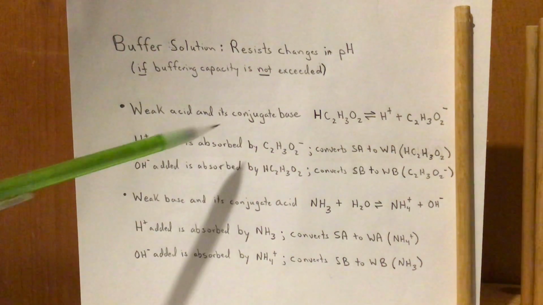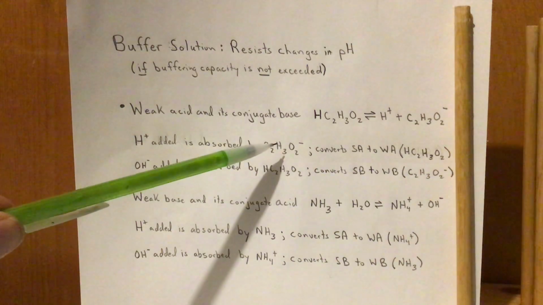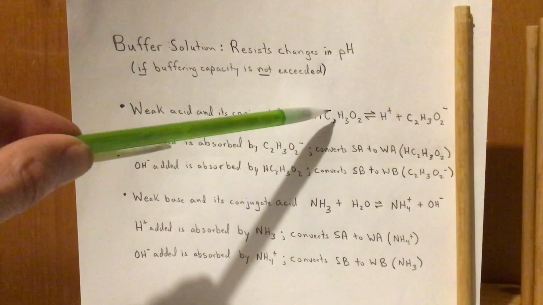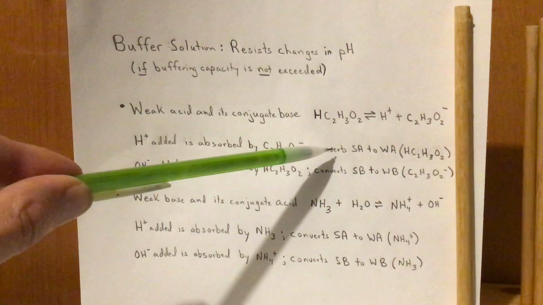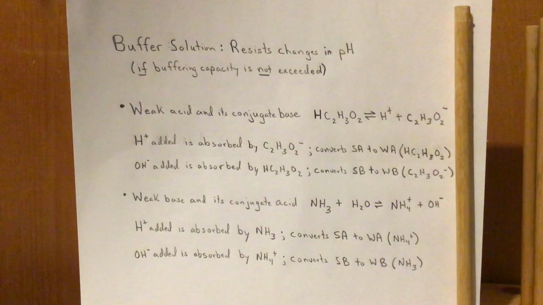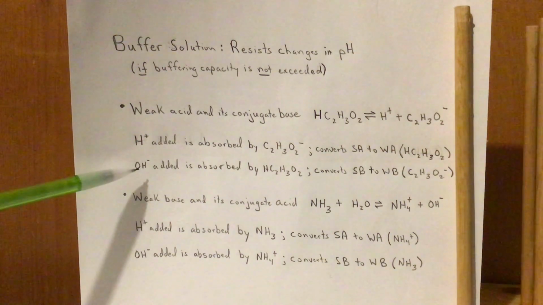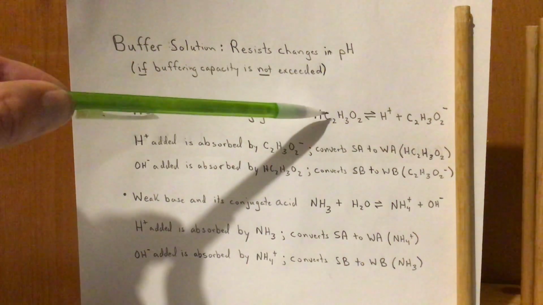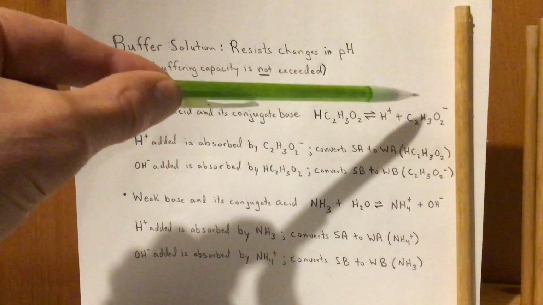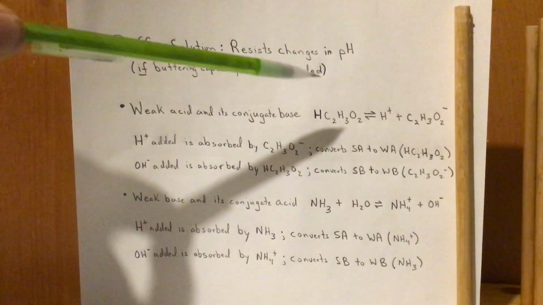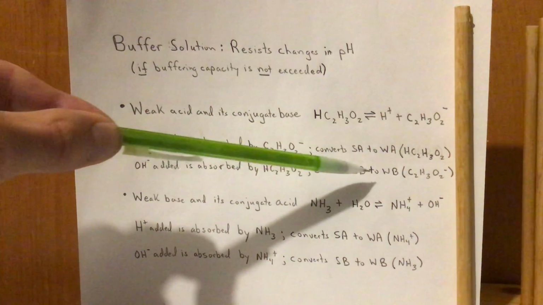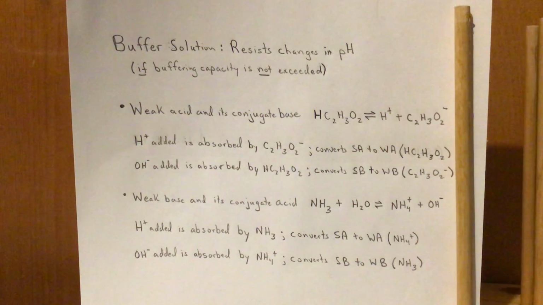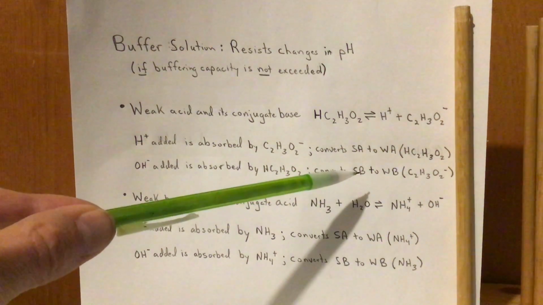The H plus would be absorbed by the acetate ion and convert that to a weak acid. So essentially it converts a strong acid to a weak acid, which doesn't affect the pH as much as a strong acid would. Let's go the other way and say I added a strong base such as OH minus to it. That OH minus will be absorbed by the weak acid right there and convert that to a weak base. So it's going to convert a strong base to a weak base, which will affect the pH, but not nearly as much as a strong base would.